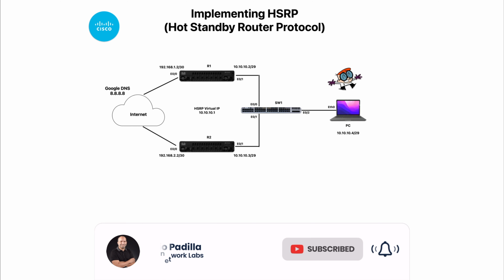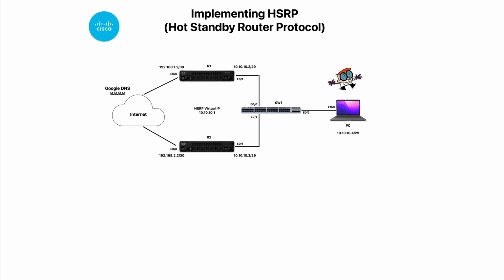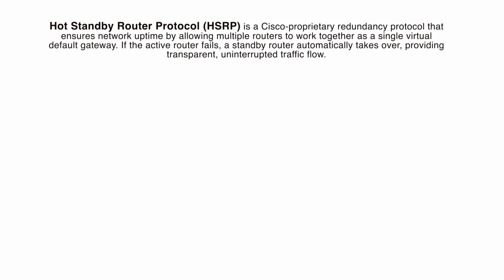So today we're going to be talking about HSRP and the advantages it provides to the network. Before we get into the lab, let's get inside the details. So Hot Standby Router Protocol, HSRP, is a Cisco proprietary redundancy protocol that ensures network uptime by allowing multiple routers to work together as a single virtual default gateway. If the active router fails, a standby router automatically takes over, providing transparent, uninterrupted traffic flow.